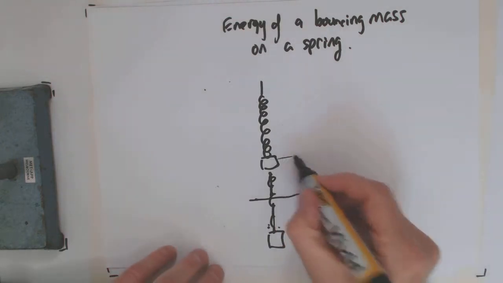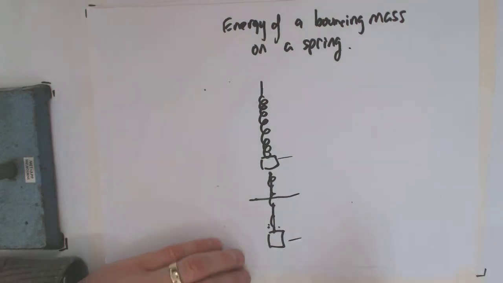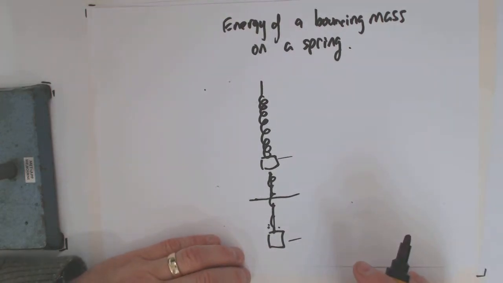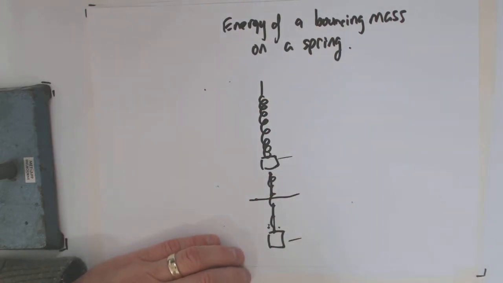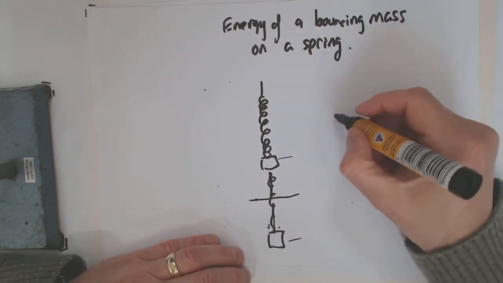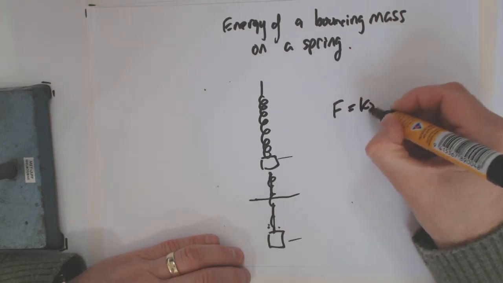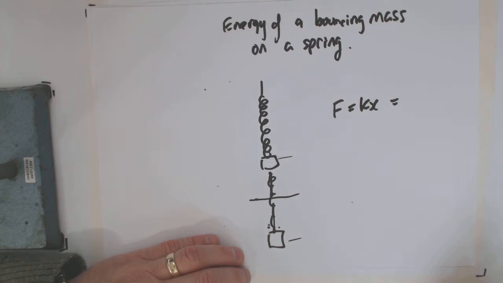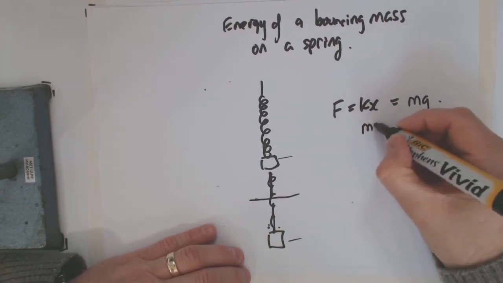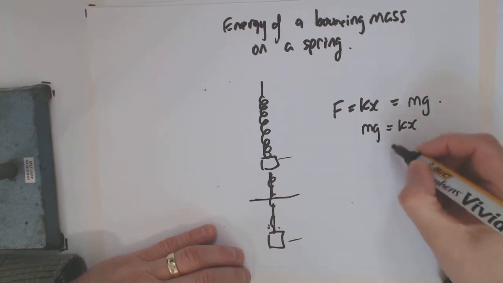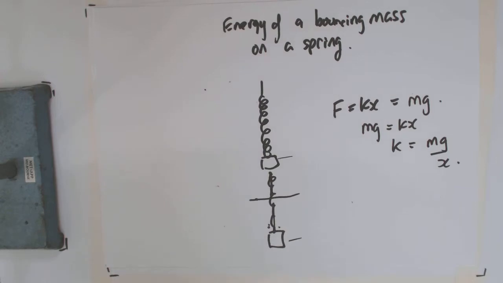Firstly, unstretched, stretched. What's the midpoint? The midpoint is an equilibrium point. If the mass is not bouncing, then it will stretch to a certain point, and it will keep stretching until the stretch in the spring, F equals Kx, is equal to the downwards force on the mass, mg. So you can say mg equals Kx, or K equals mg over x.